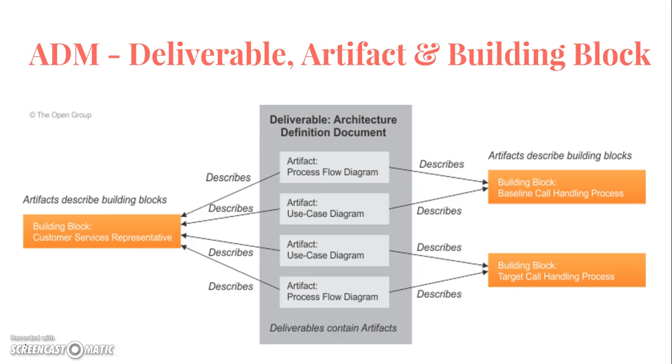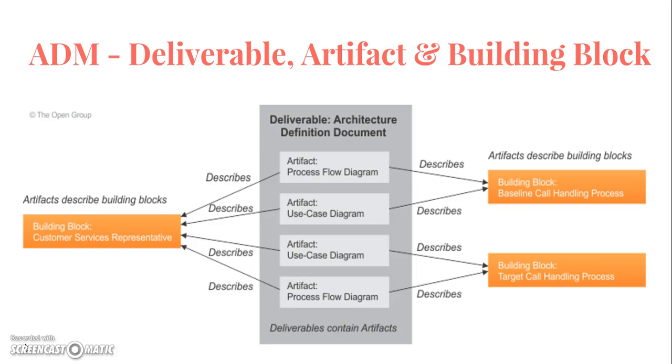One of the outputs can be an architecture definition document. Now, it's a type of a deliverable. So deliverable is something which is agreed upon by different stakeholders, and it basically takes a form of a document. So architecture definition document can be one of the deliverables. Deliverable can consist of a number of artifacts. Artifacts can be a certain kind of diagram or a process, a flow diagram, or it can be a catalog, requirement catalog, and so on and so forth.